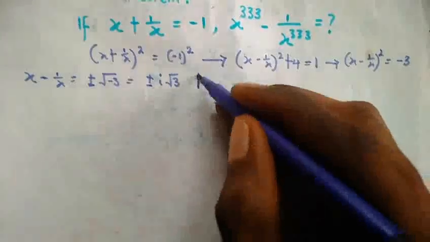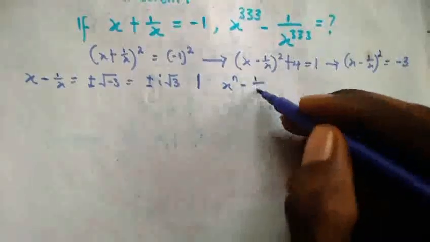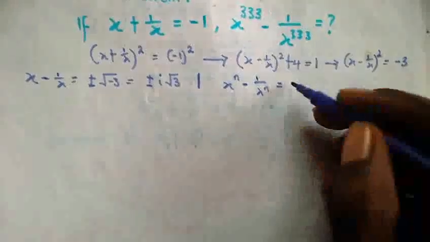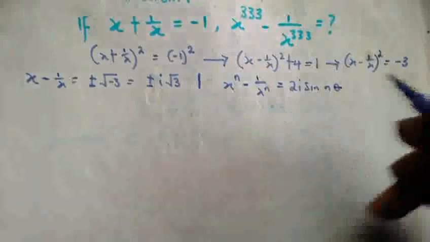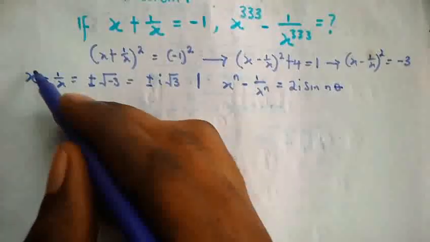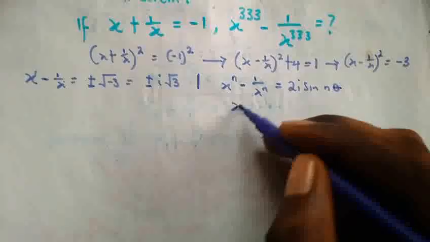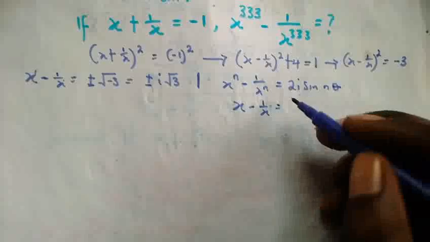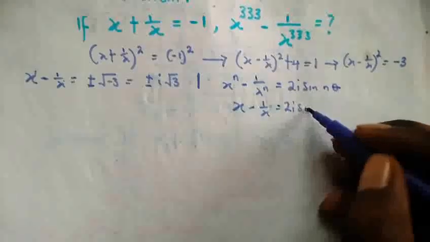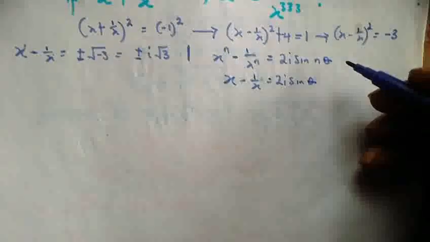Let us recall that x raised to n minus 1 over x raised to n is equal to 2i sine of n theta. In this case the power of x here is 1 and this is 1, so we have x minus 1 over x equal to, taking n as 1, 2i sine theta. Our major task here is to find the value of theta.